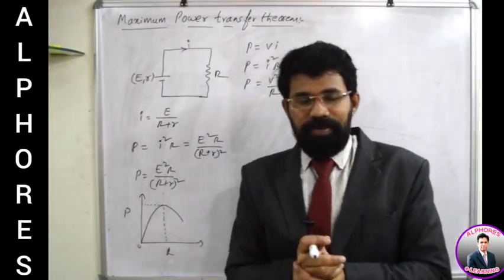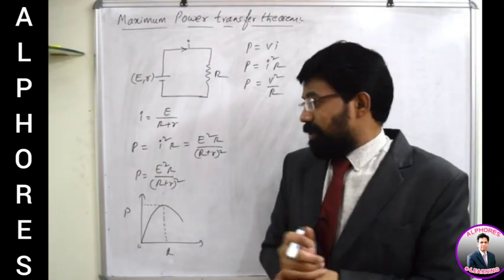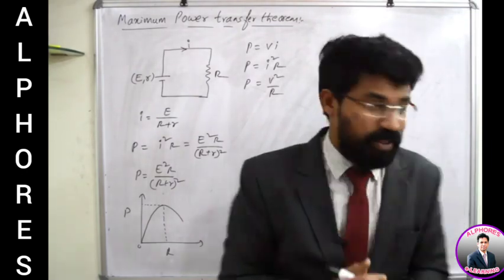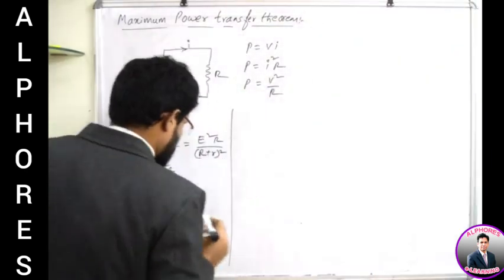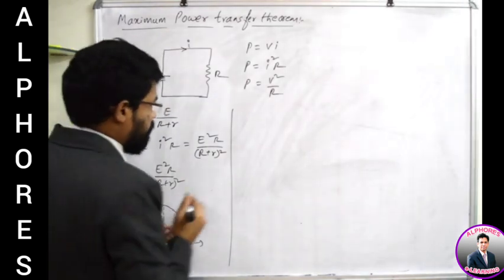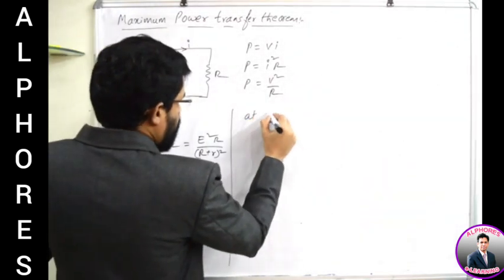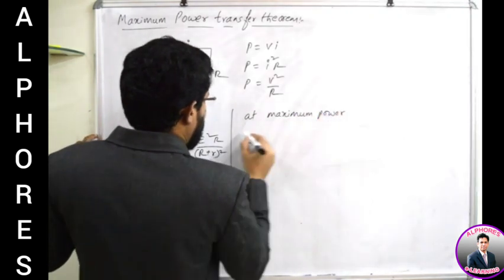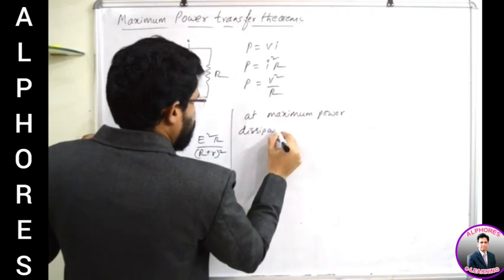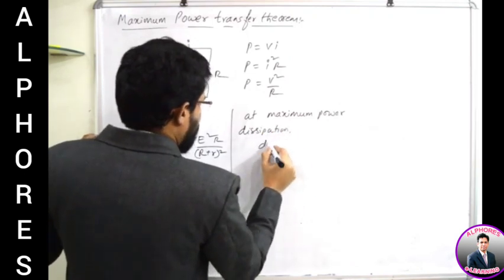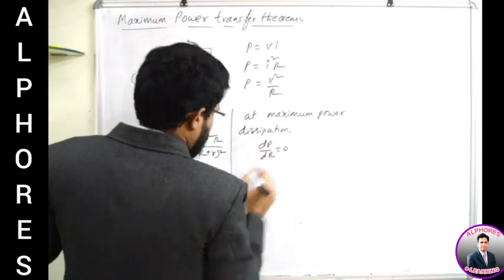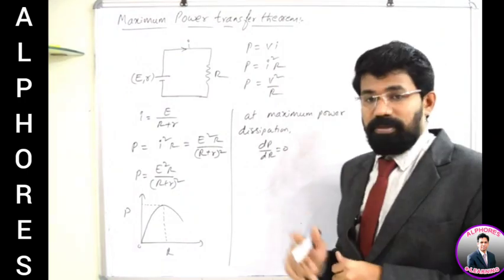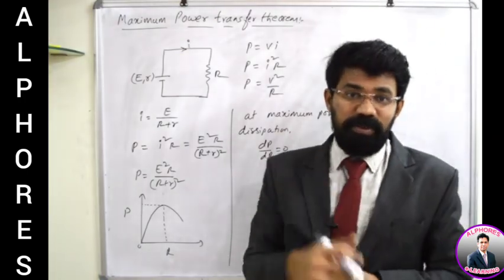So now I would like to know for what value of capital R the power dissipation will be maximum. I'm talking about maximum power dissipation. So let us try to understand this. See children, at maximum power dissipation, dP by dR equal to 0. This is a mathematical tool. Variation of P with respect to R becomes 0 at maximum power dissipation.